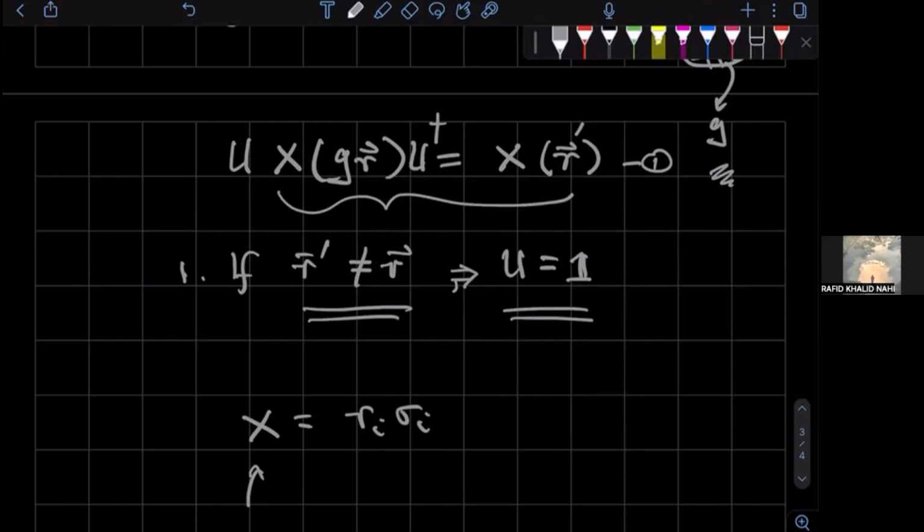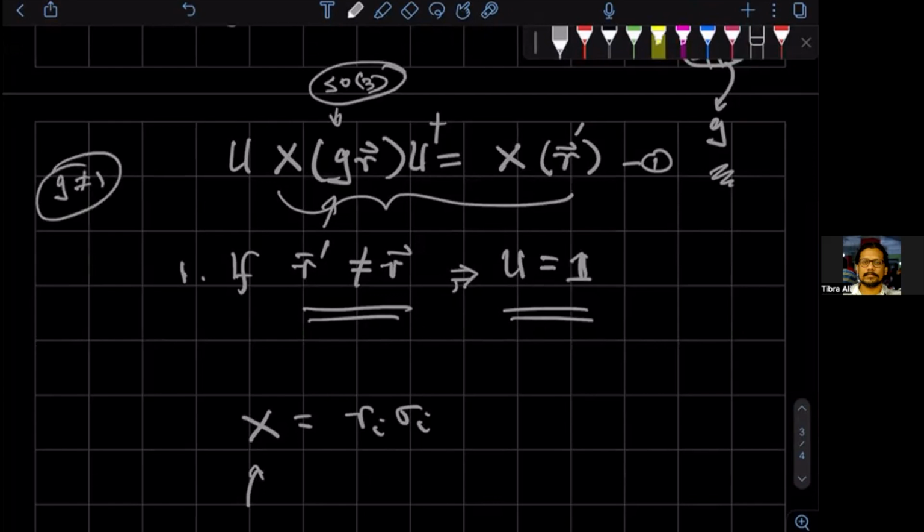And what I'm trying to say is that there is a G in SO3, a non-trivial G, that is, G is not equal to 1, such that R prime is not equal to R, but U is 1. Essentially what I'm saying is that SU2 is completely ignorant about this transformation. And I'm saying that that is not possible.